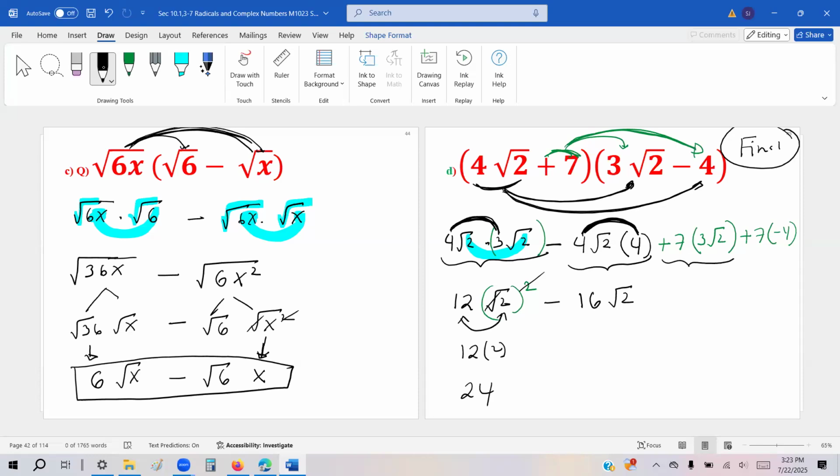Now the next one. What do you have on the next one? Good, 21 square root of 2. Because you are multiplying 7 into 3. And now the last one. Negative 28.